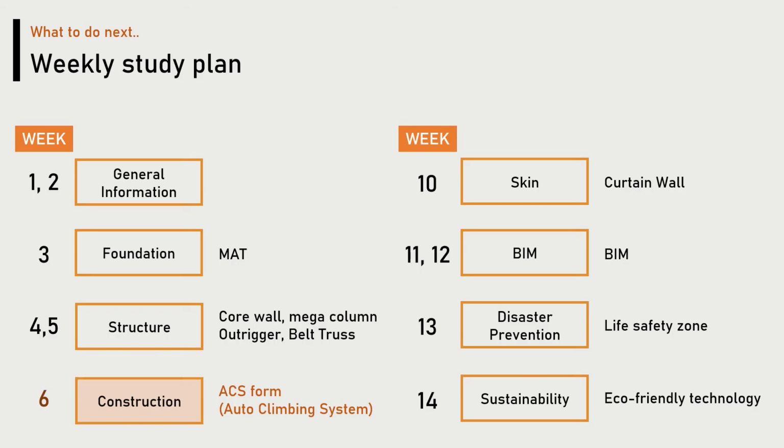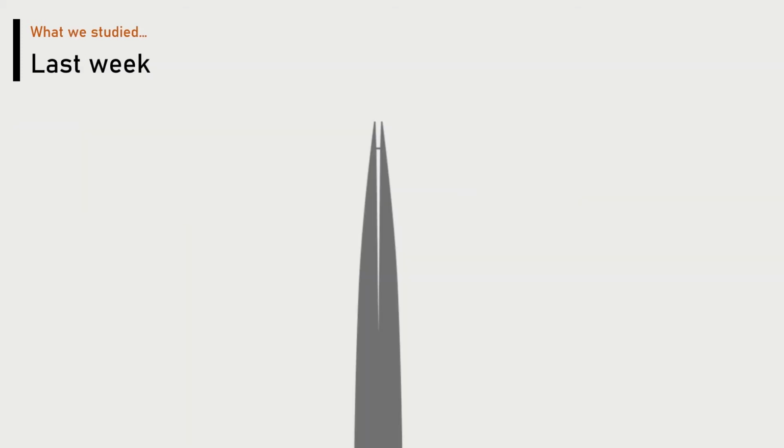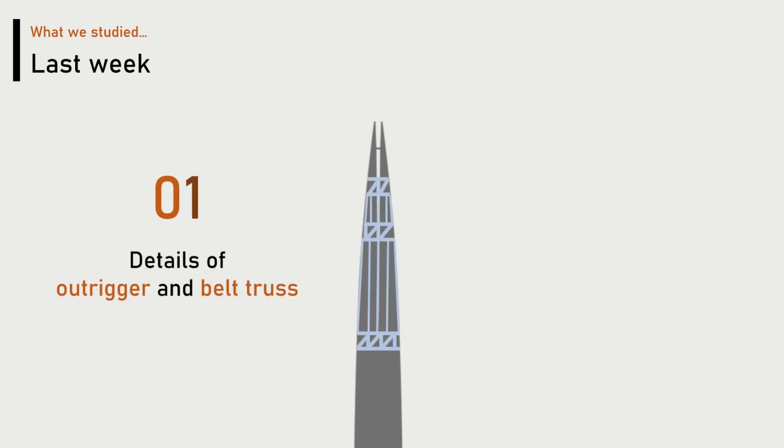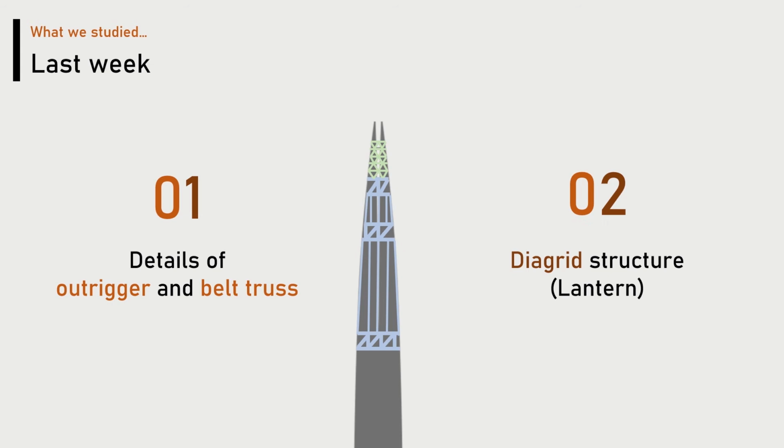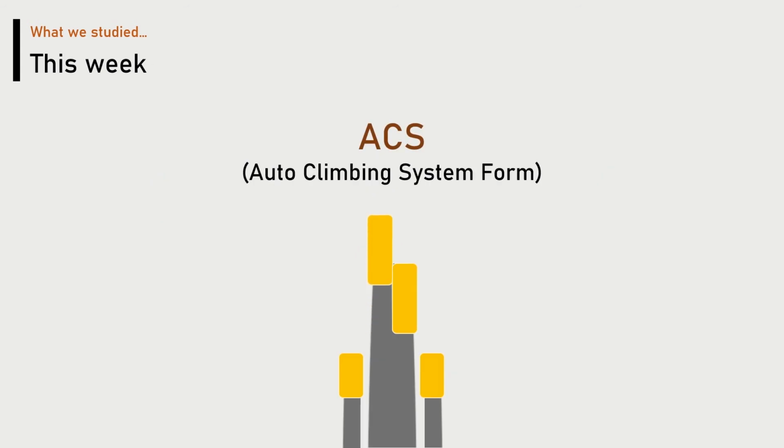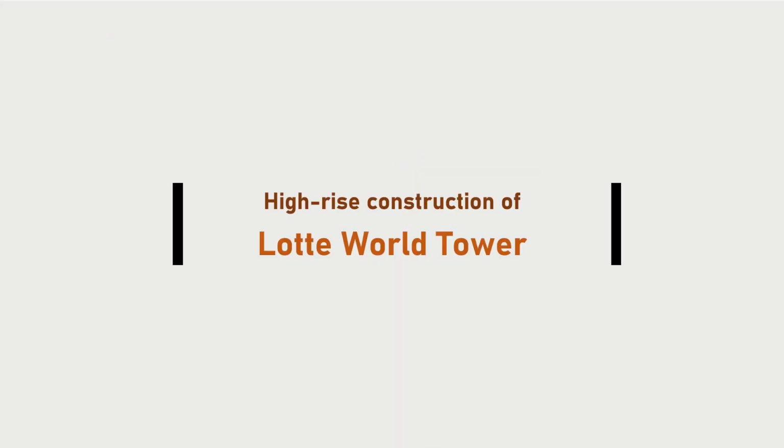This is our weekly study plan, and for this week, we studied the construction part, the ACS form. Last week, we presented about the structural part, the outrigger and buttress, and then diagrid. This week, we would like to introduce ACS, the auto climbing system form. Before that, let's take a look at the brief construction process of Lotte Tower.